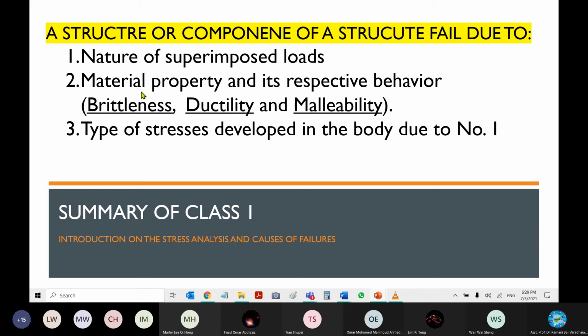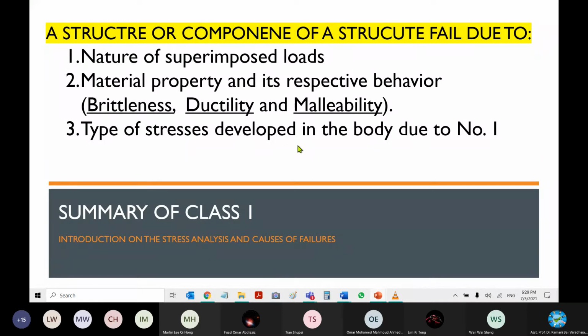The next important factor is the material property and its respective behavior, especially brittleness, ductility, malleability, right? There are many others, but these three are very important in checking the compatibility of the material to withstand the overcoming load. Mostly they will check for these things. And later we will have a common distribution between stress and strain to know the limits on the loading and its failure.